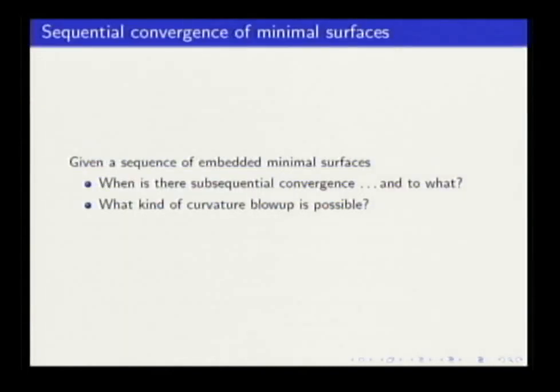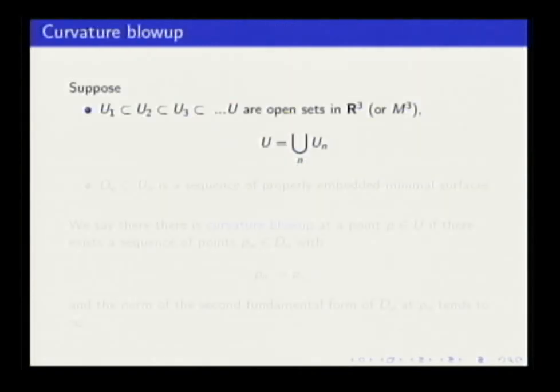Let me repeat the question before. Given a sequence of embedded minimal surfaces, when is there a subsequential convergence, what are the possible limits, and when can curvature blow up? So let me tell you again, Brian did this, but let me do it again. Suppose I have a nested sequence of sets. For the moment, think they're all the same set. So U1 is U2 is U3 is U.